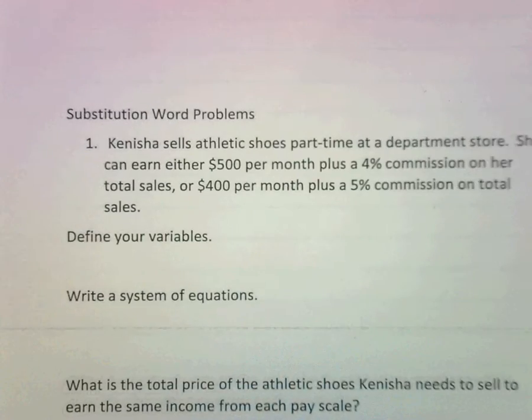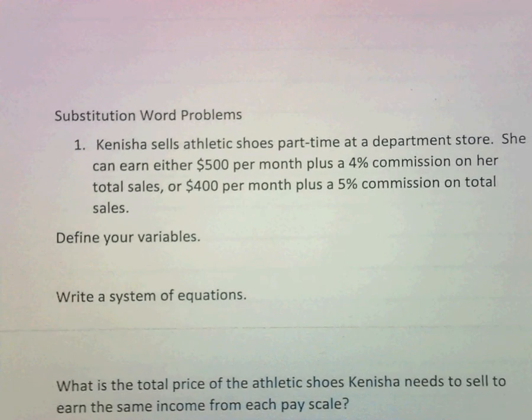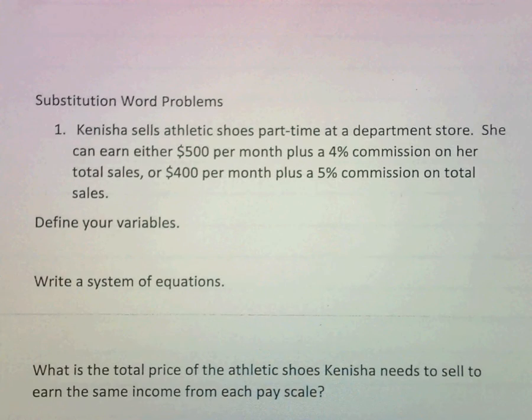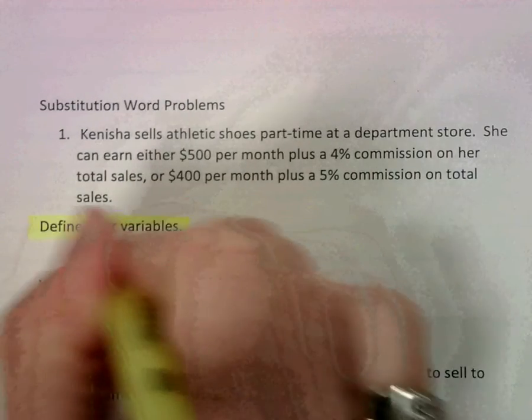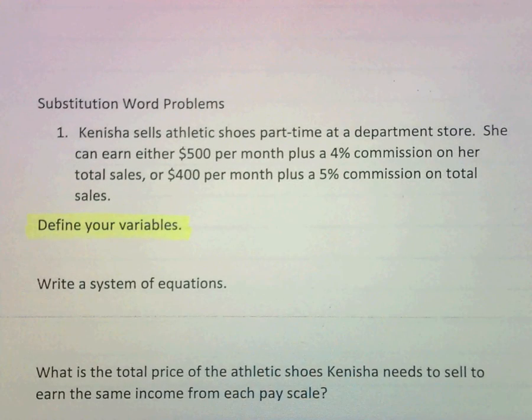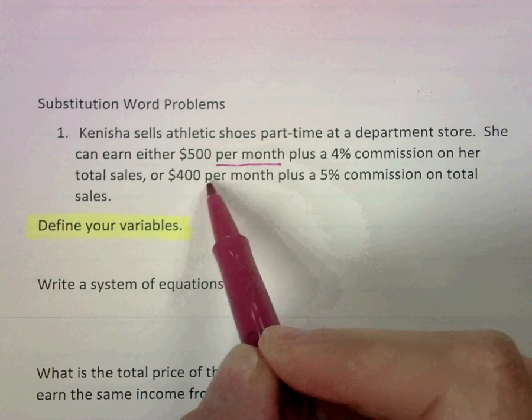Okay, so let's look at our first example. Please read it to yourself. Notice the first thing that is important here is it's really important that we define our variables. And remember, most of the time, we're going to have two unknowns, two things that we don't know. Now, I know right here that it says per month. I don't want that to trick you.